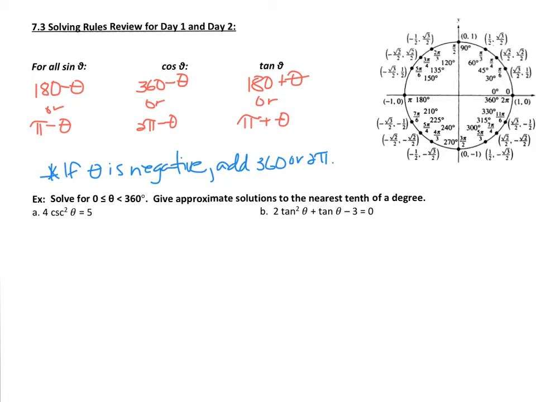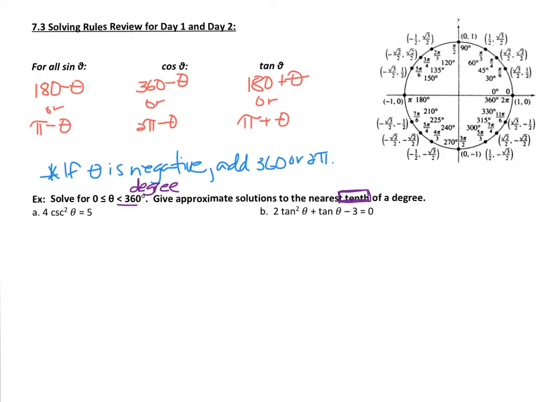In examples A and B, it says solve for values between 0 to 360. This would indicate then that we are in degree mode. So make sure your calculator is in that mode. And it says give approximate solutions to the nearest tenth. All degrees will be using that rounding rule.